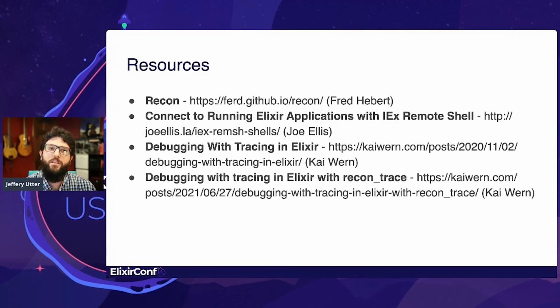Lastly, some resources. I'll leave this slide up for a second in case you can screenshot it. There's the Recon documentation, which is obviously very handy. There's an article about how to connect to remote Elixir shells that, like I mentioned, we just skipped over because it can vary so much. And then two articles by Kai Wern. I think these articles maybe came out after my talk last year, but they're about tracing and debugging remote systems, which I wish I'd written to go along with my talks. So if you like to see this information in more of an article format, I think these are great resources.